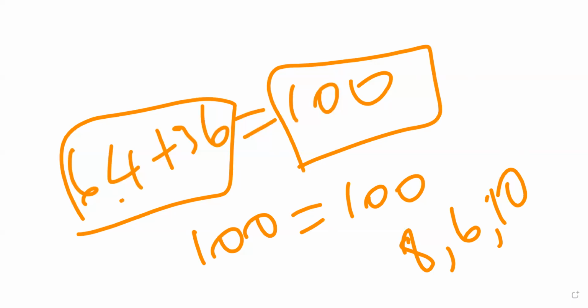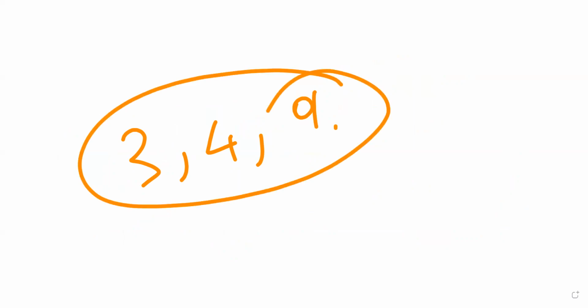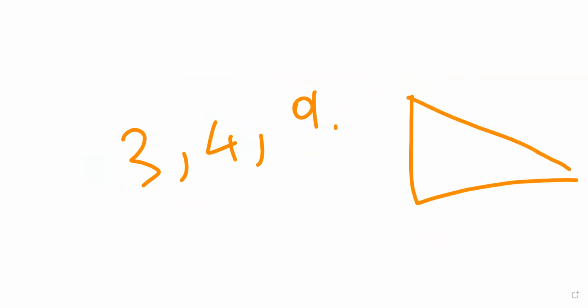Let's try another one. Let's say we have 3, 4, and 9. Would these dimensions be used to form a right triangle? Let's try it out. The first thing, we don't have to draw the triangle, but we could just do this for visual purposes. So we could say the 9 goes on the longest side. You could put 4 here if you want, since this side seems to be longer than 3. For me, though, it doesn't really matter which side I put it. Okay, so 3 right here.